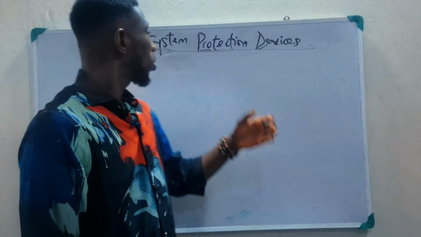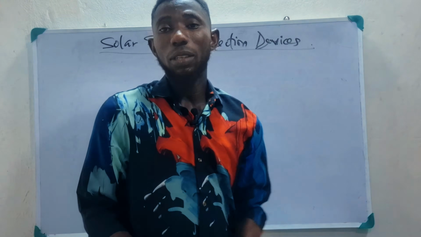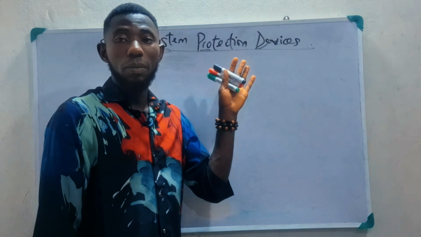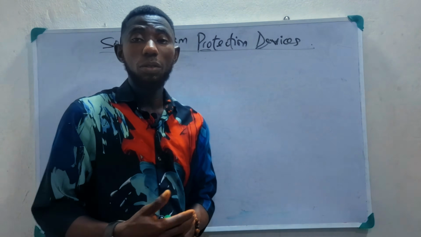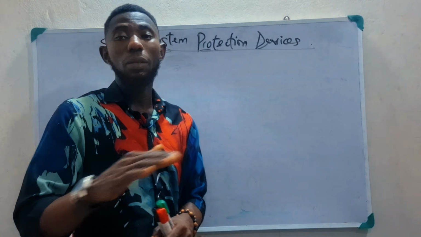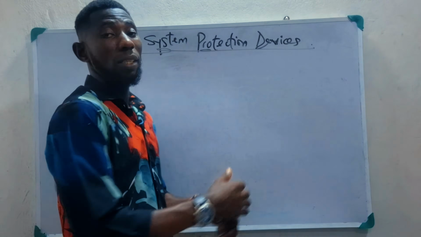In this video, we are going to look at solar system protection devices. You will understand that in a solar system, there should be protection because the system should carry the fuse, the DC breaker, the DC surge, the AC surge, and also the AC breaker, and all other protective devices. And we are going to list them right in this video.